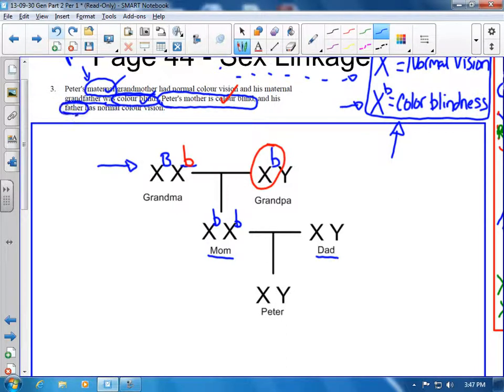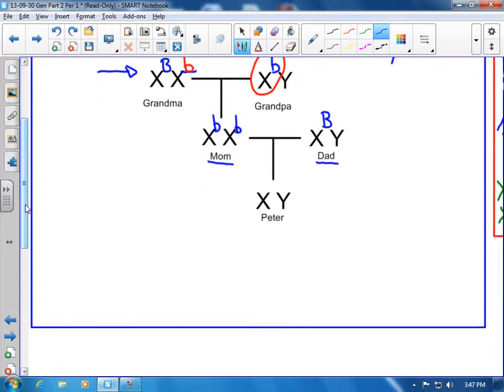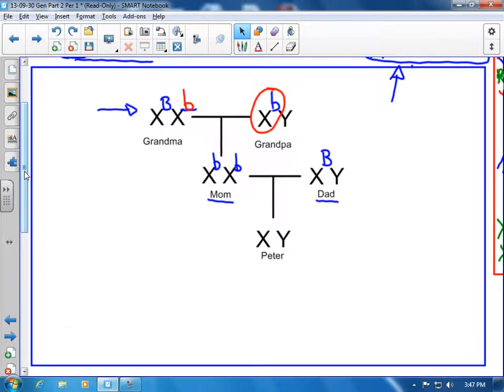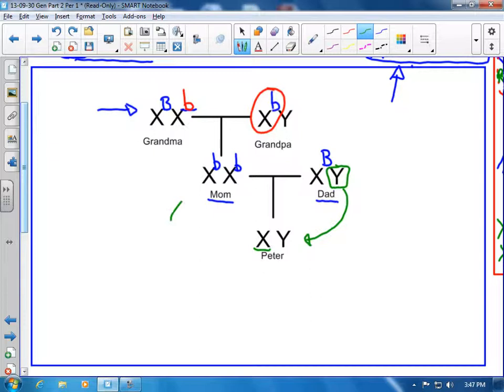Peter's father has normal color vision. So check your legend again, and that is an X big B. Well, if this is the case, can we forecast and predict what Peter will actually have? Peter will receive the Y from Dad, and that means that he will get his X from Mom.